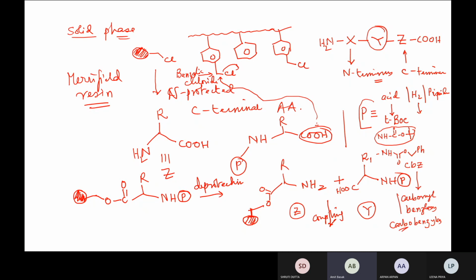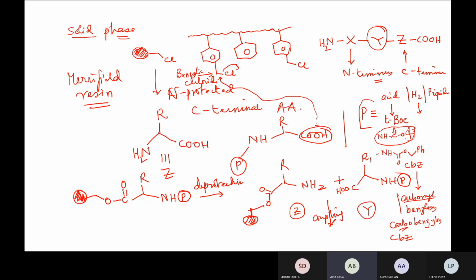Carbo means actually carbonyl, so it should be carbonyl benzyl oxy. That means they are naming from the reverse direction. Earlier it was T-butyl oxy carbonyl. Now carbonyl is this group, benzyl oxy, but that is abbreviated as carbobenzoxy or carbobenzyl oxy. So that becomes CBZ. Structurally it is very similar. This is NHCO T-butyl, this is NHCO benzyl.